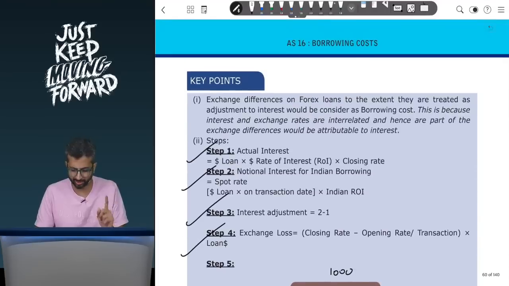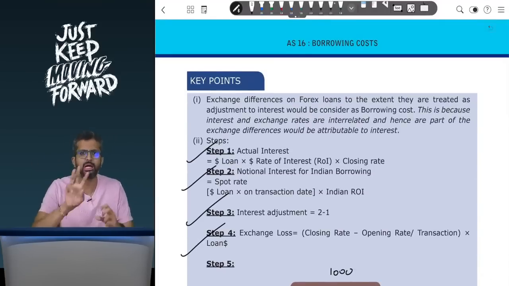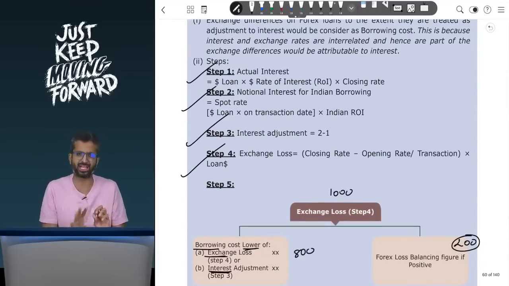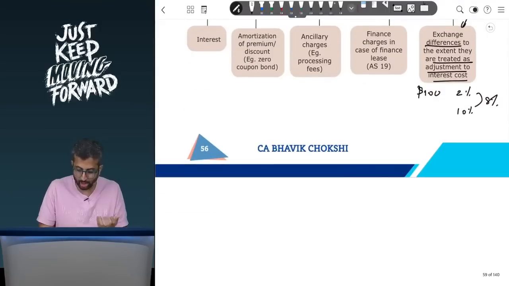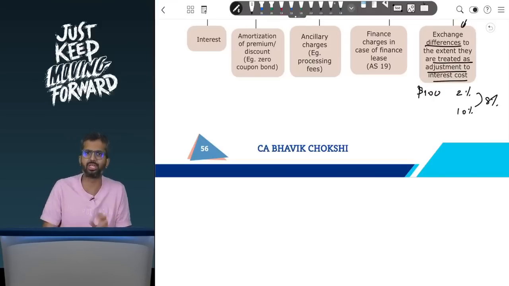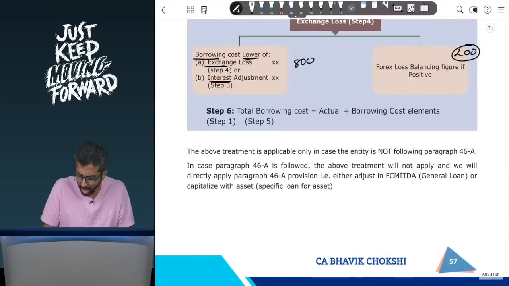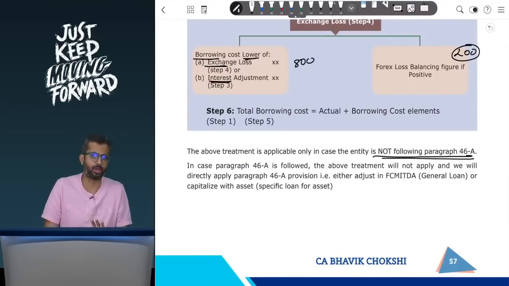Again, what are the 5 steps? Actual interest. Second is the notional interest had you taken the loan in India. Step 2 minus step 1 will be your interest saving or interest adjustment. Step 4 is the actual exchange loss. That is the closing rate minus the opening rate into the loan amount, and then the actual amount, that is exchange differences. Step 4, to the extent they are considered as adjustment to interest costs. Step 3, whichever is lower will be taken as borrowing costs, remaining if any will be foreign exchange loss. Okay, this treatment is applicable only if the entity is not following para 46A.